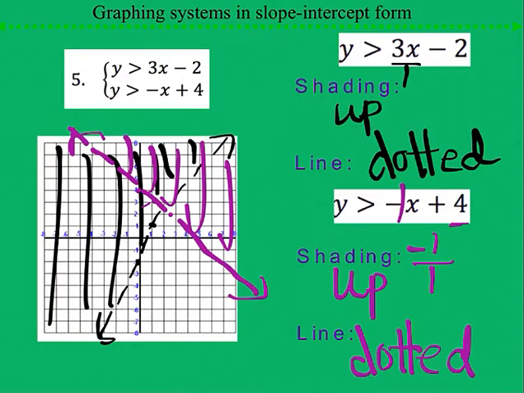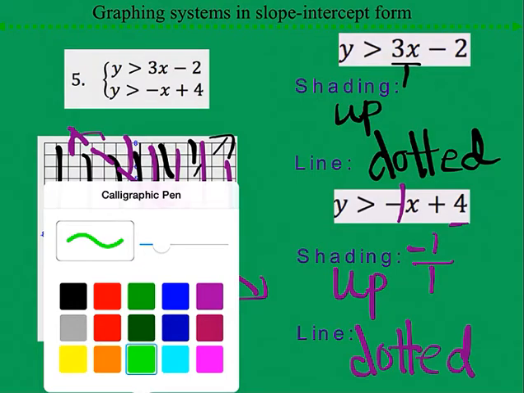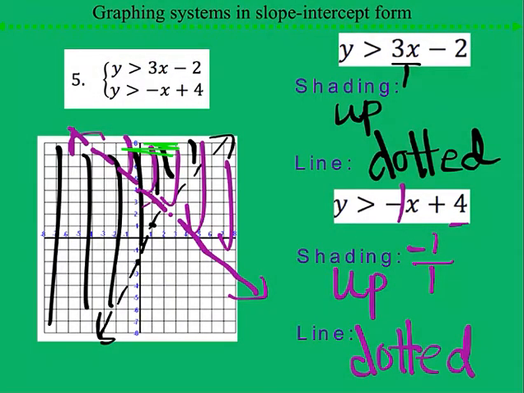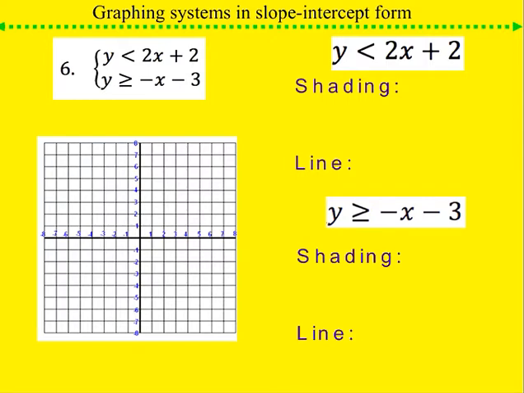So I only have a little small portion of overlap right here, and this region right here is going to be my overlap. Again, you always want to make that really obvious, especially when you're taking a quiz. I always need to know your thinking. Okay, so let's take a look at number 6.